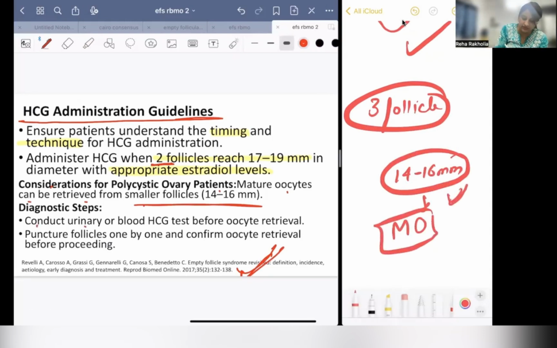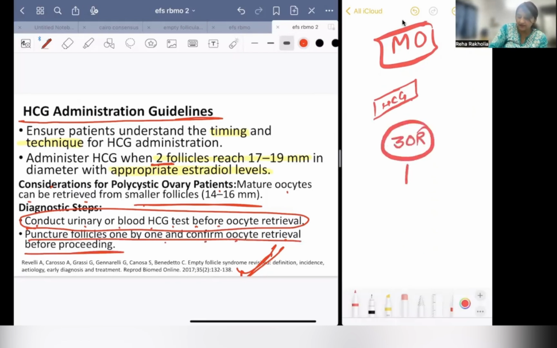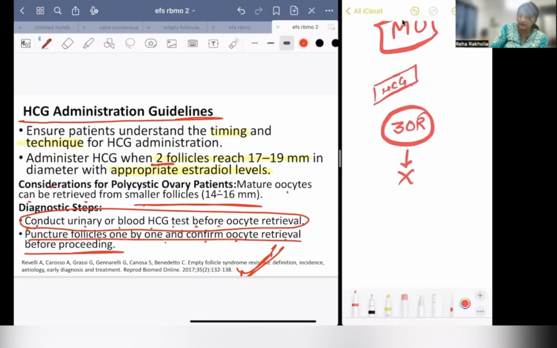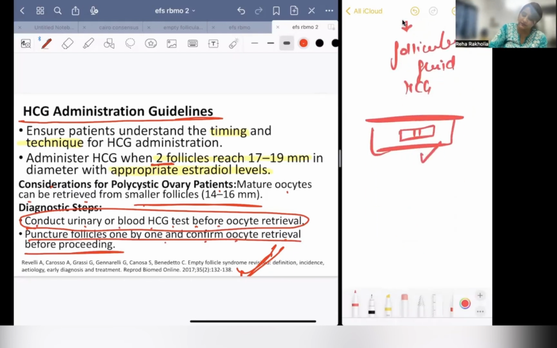Diagnostic step: conduct a urinary or blood HCG test before oocyte retrieval, to see if HCG has worked or not. Puncture follicles one by one and confirm oocyte retrieval before proceeding. As I have already told you, after 3 oocyte retrievals, if we don't have any egg, we do follicular fluid HCG with a urinary kit. If it is a double line, that means positive, and you can continue.